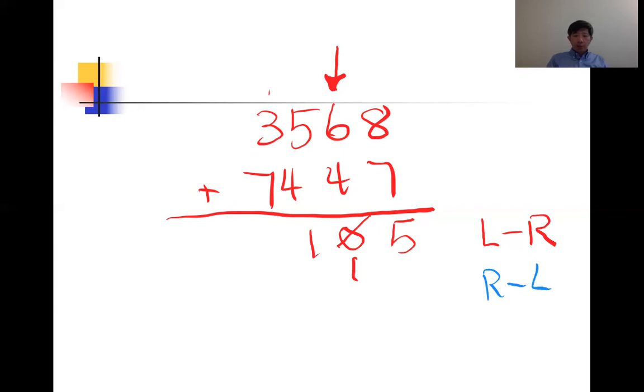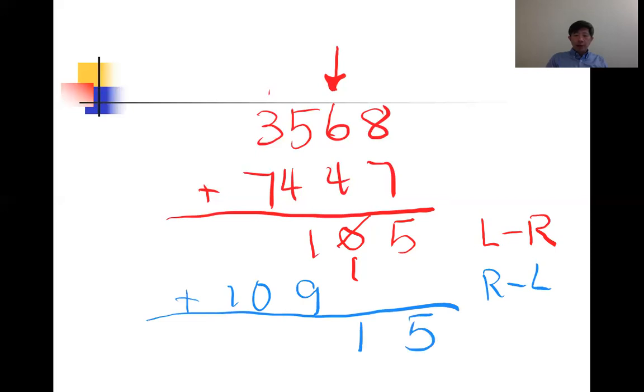Now, right to left, we have a 5 plus 4, which is equal 9. 7 plus 3 is equal 10. Add together, we have 5, 1. 9 plus 1, which is equal 10. Carry to next place value, which is 1, 1. So we put, which is equal 1, 1, 0, 1, 5. Okay.